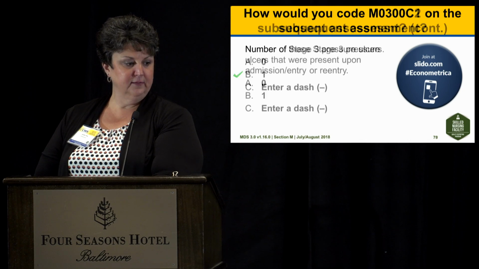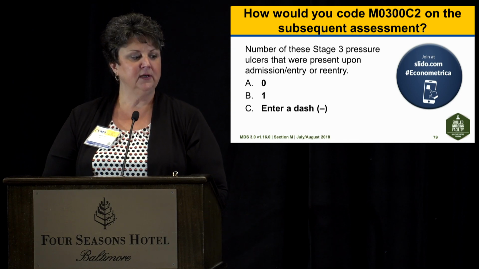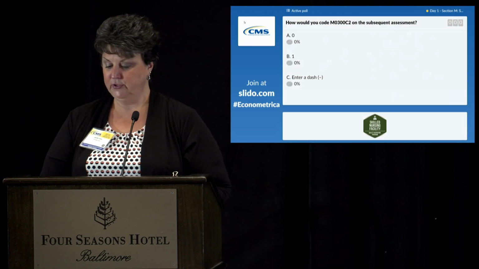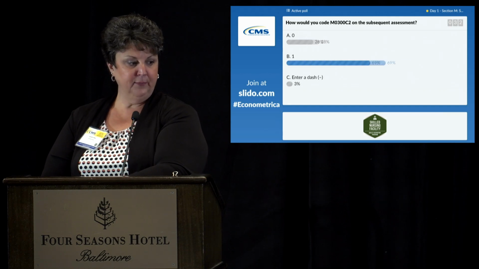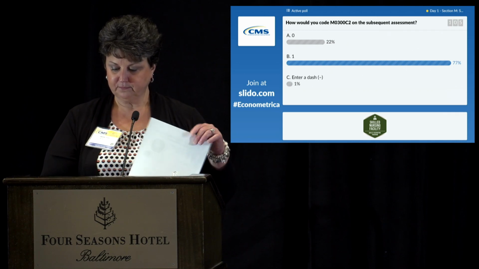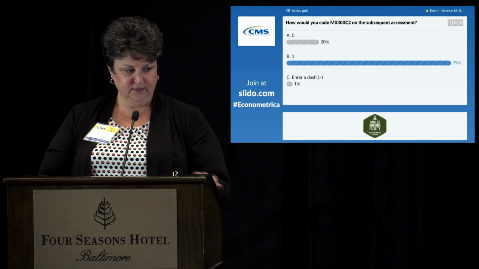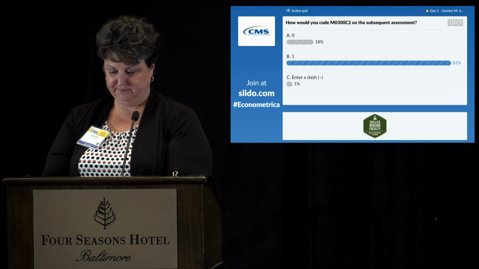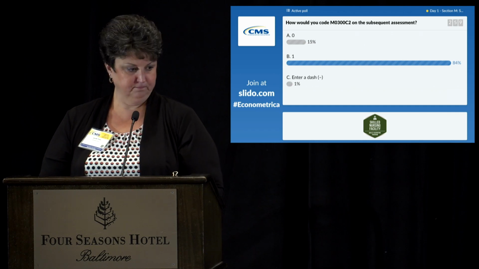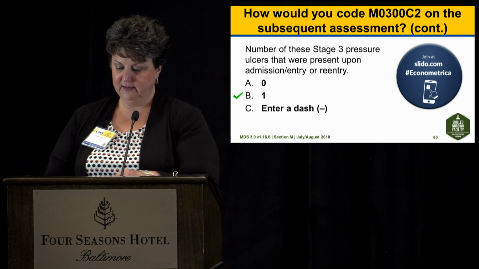And then how would you code M0300C2 on the subsequent assessment? The number of these stage 3 pressure ulcers that were present upon admission or entry or re-entry. Would you code it A, 0, B, 1, or C, enter a dash? Lots of folks are still voting, so we'll give it just another moment or two. Okay, and it looks like most of folks have said B, and that is the correct answer.